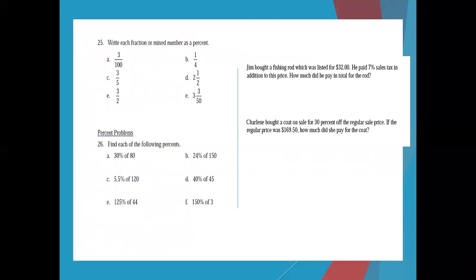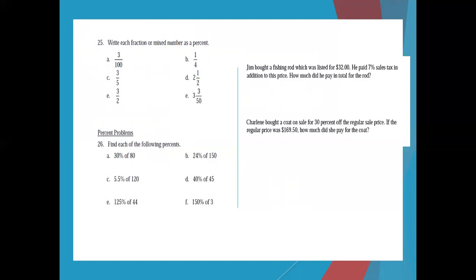Write each fraction or mixed number as a percent. 3 over 100 equals 3%. 1 over 4 equals 25 over 100, which equals 25%. 3 over 5 equals 60 over 100, which equals 60%. I'll do D, and E and F will be for you to do on your own. 2.5 would equal 250 over 100, which equals 250%.